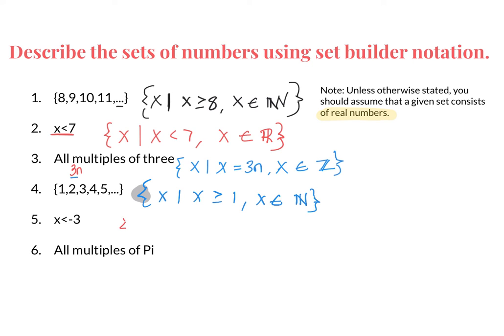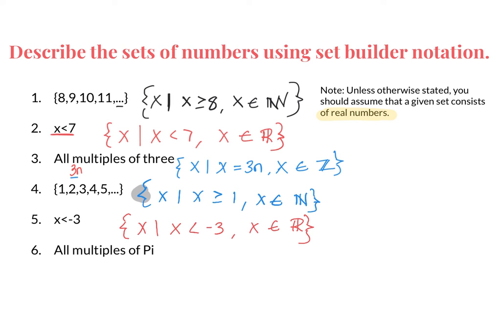For my next problem, open up bracket. Does not look like we are told what subset, so I'm just going to assume the real numbers. So x such that x is less than -3, where x is an element of the real numbers.